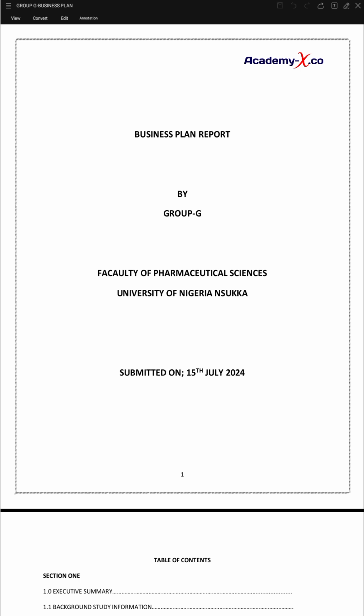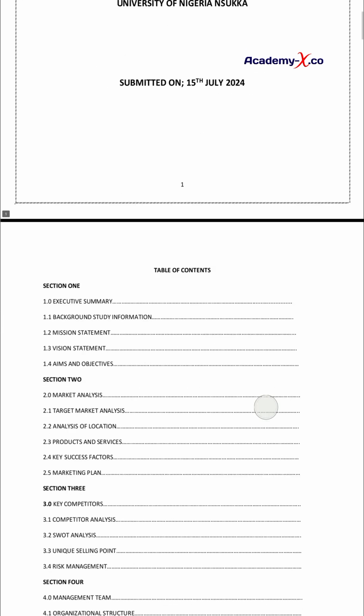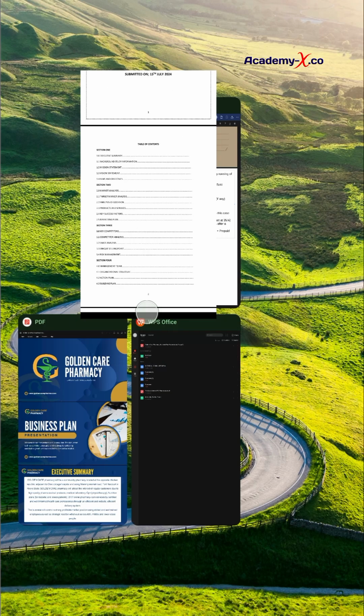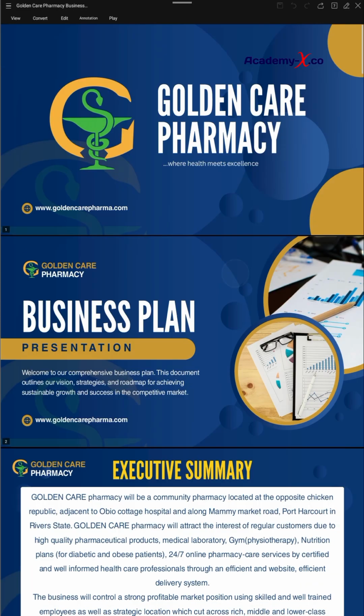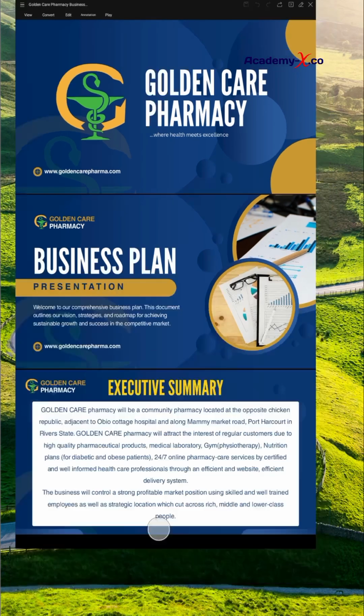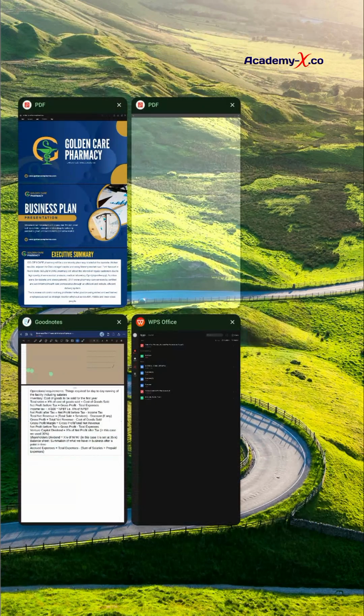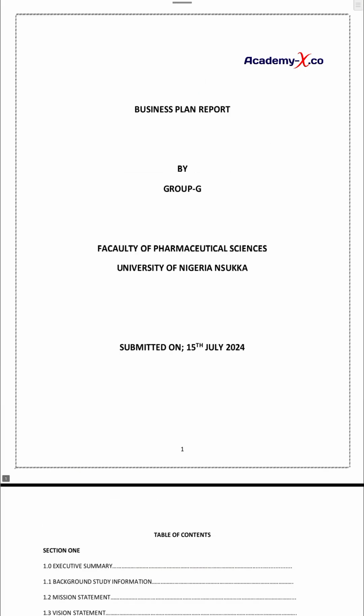Usually in your submission, you most likely submit two things: a document, and slides. You can see that what we have here is in document format, and you also have to submit slides. The document is the main part of the work. The slide is what you use for your presentation. So this is Coding Care Pharmacy, where health meets excellence, and then this is the document. I hope that makes sense to you.